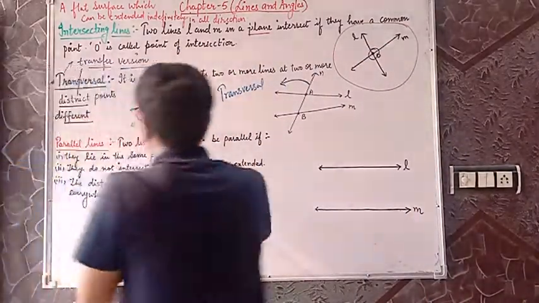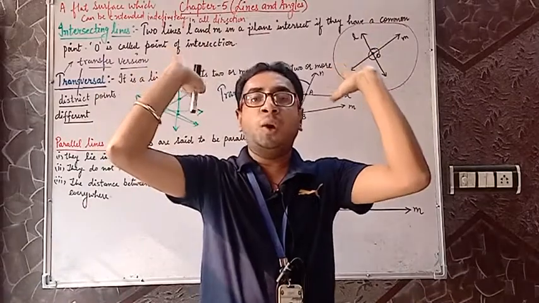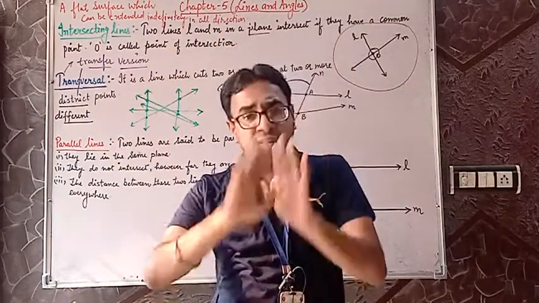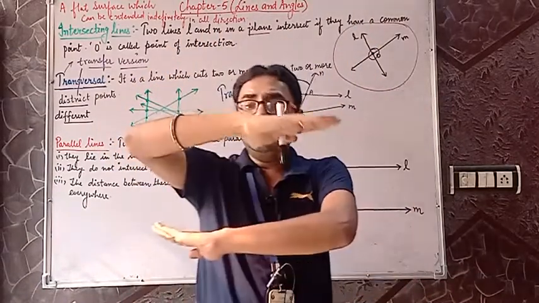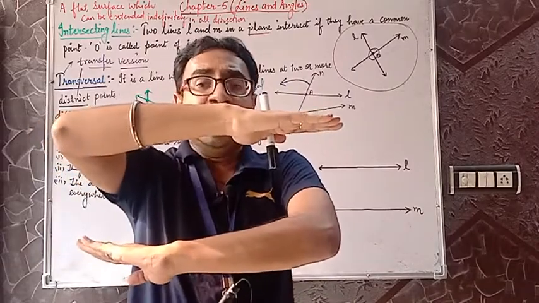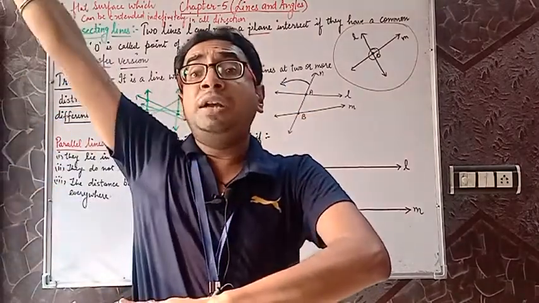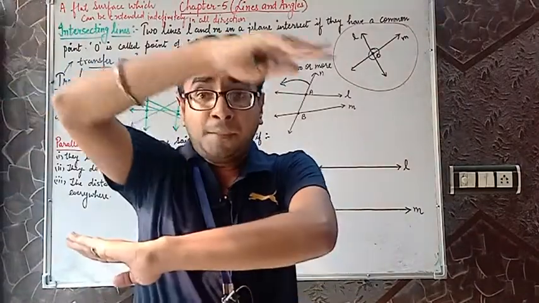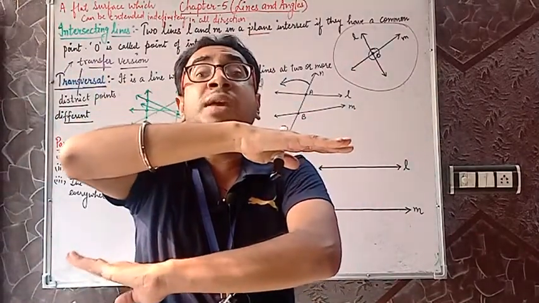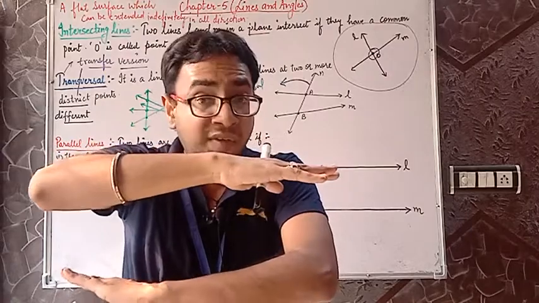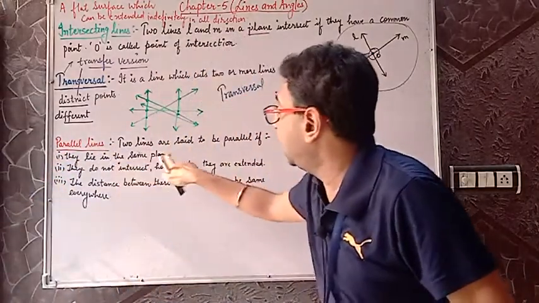Means if I talk about, for example, this wall or this room, it is a plane for me because it's a flat surface. So these two lines are lying in the same plane. It is not happening that one arm is in this plane and the other arm is somewhere else. No, both the arms are right now in the same room, in the same plane. Are we clear?